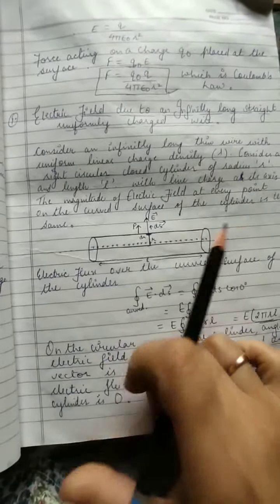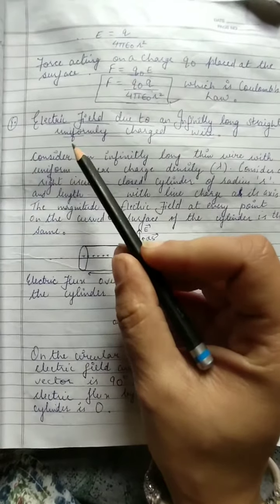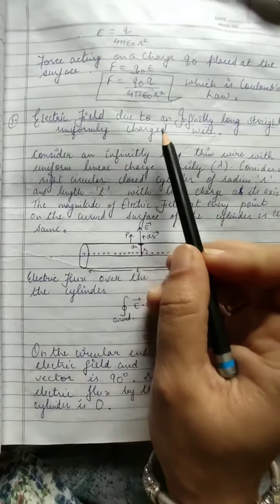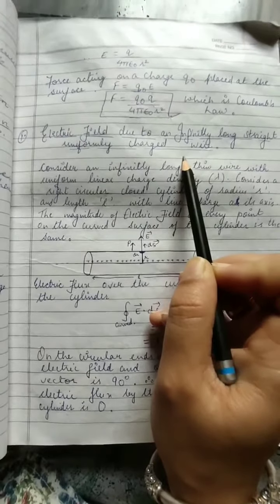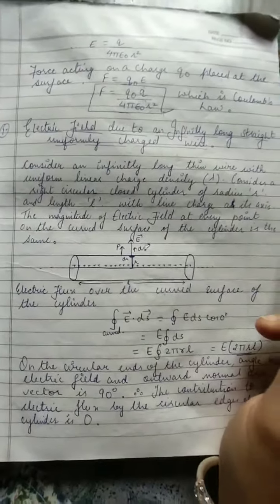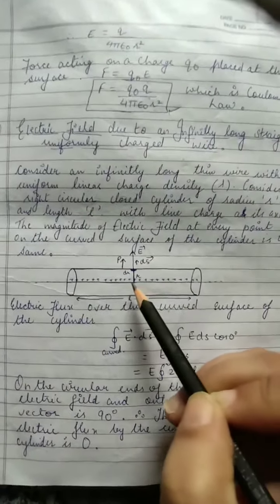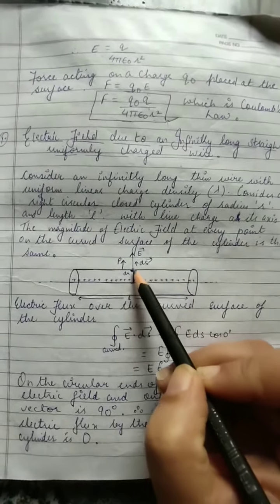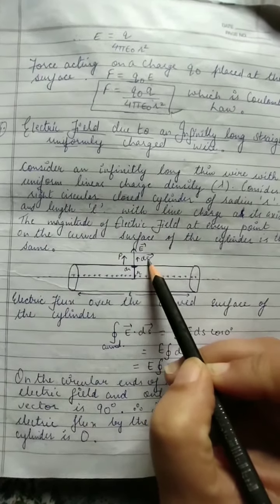Now come to the important applications of the Gauss theorem. The first application we will discuss is the electric field due to an infinite long straight uniformly charged sheet. We often get this type of application question in the paper. So we will first consider a cylinder. In this cylinder, the electric field is perpendicular. We will consider a small surface area, that is a Gaussian surface dS.